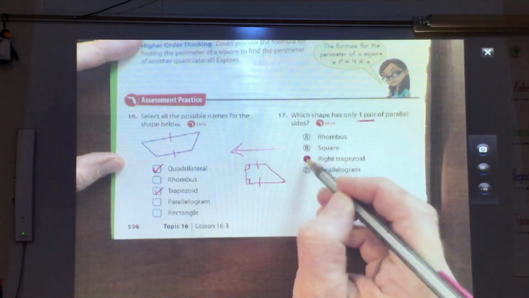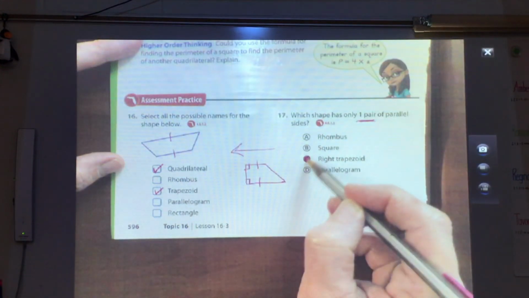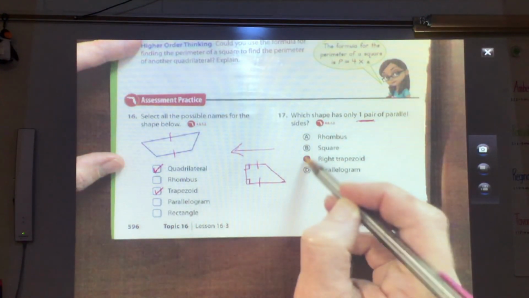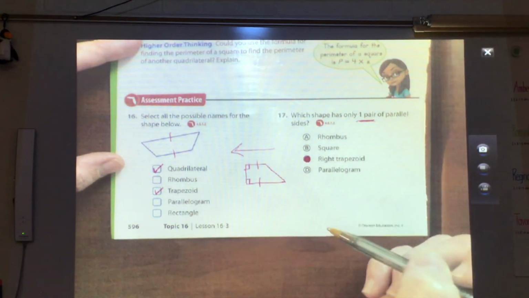All right, so now you learned a lot about quadrilaterals. Don't forget that prefix quad means 4, so it's any 4-sided shape.